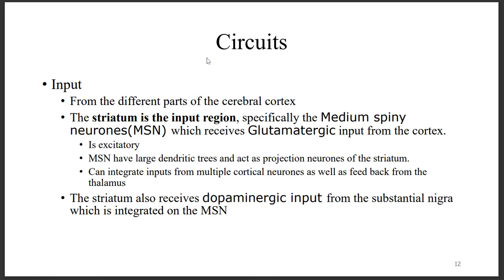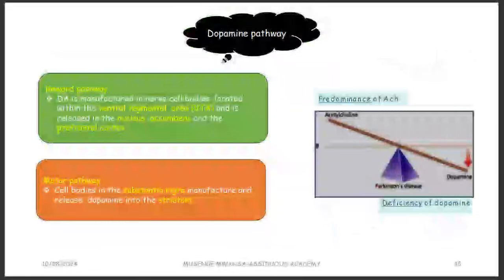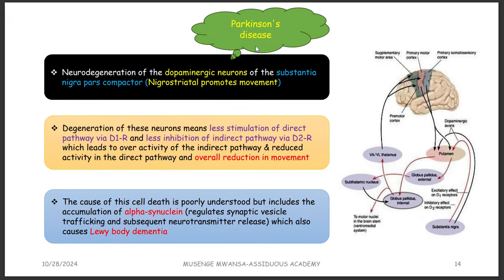So just another thing, we have got different circuits in the same things that we've described. Those are the different circuits found in the basal ganglia. Now, when it comes to Parkinson's disease, there is one problem.